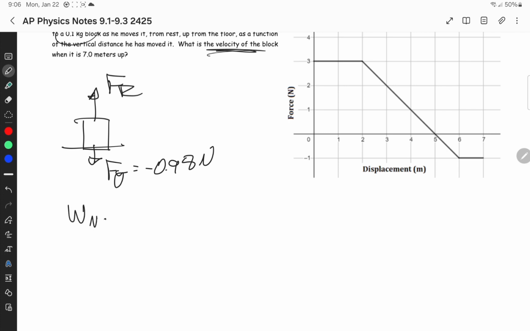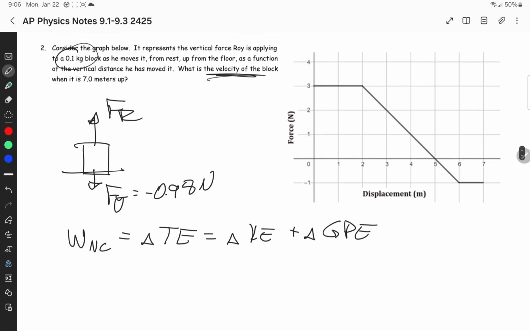So the work of non-conservative forces is our change in total energy, which for us is our change in kinetic energy plus our change in GPE. All right, so we're going to move it. So this is the work of Roy is our change in kinetic energy plus our change in GPE. All right, so the work of Roy.